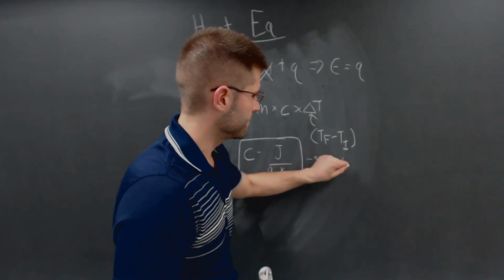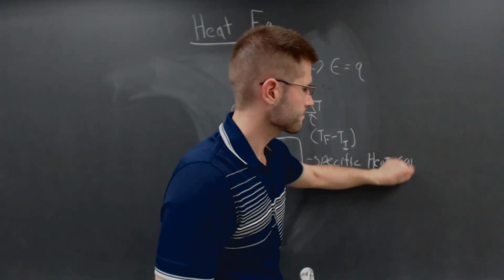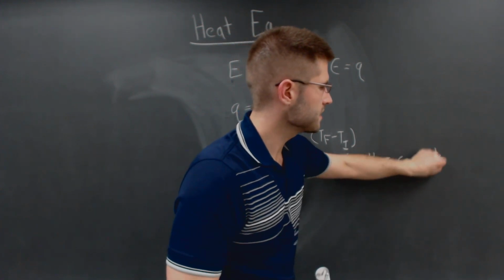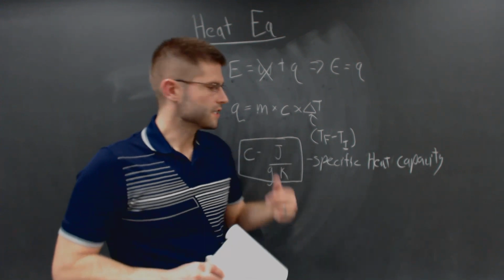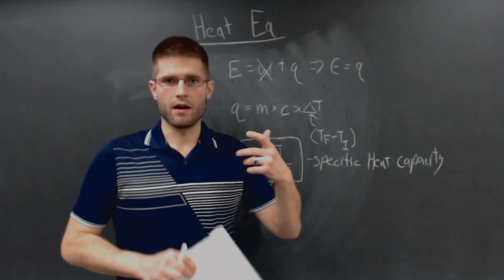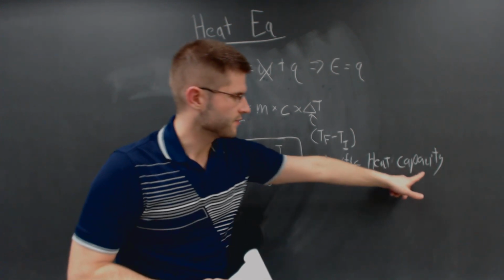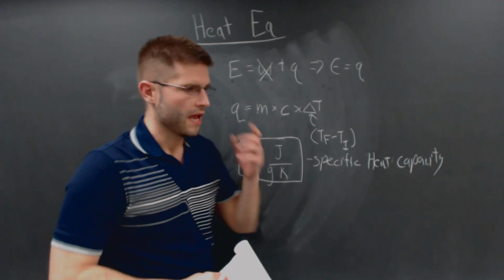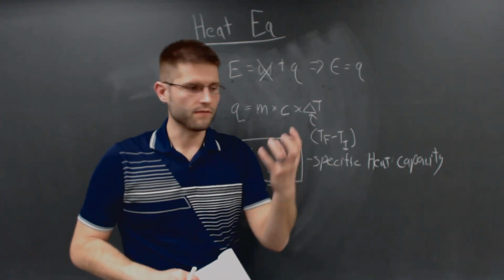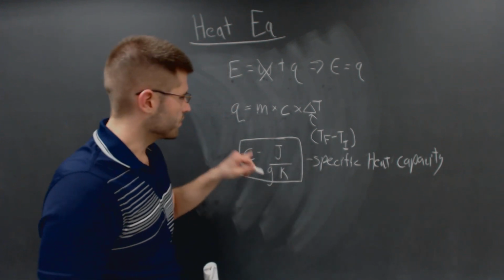Specific heat capacity is the amount of heat required to raise 1 gram of the substance being looked at by 1 Kelvin. So that's what the specific heat capacity is. Every substance has a certain amount of heat required to raise 1 gram of it by 1 Kelvin.